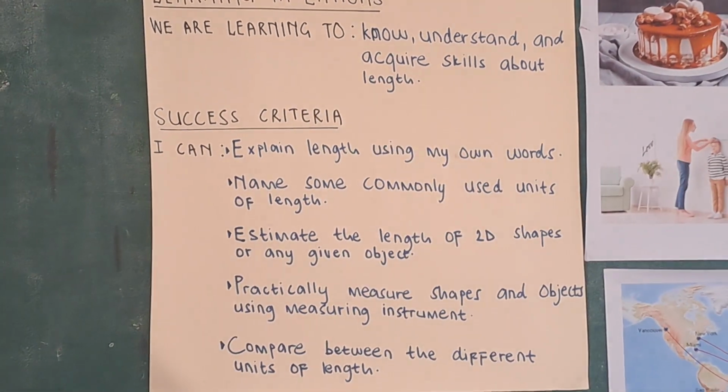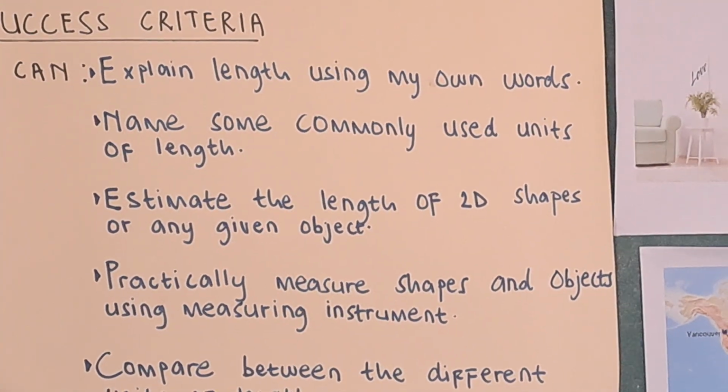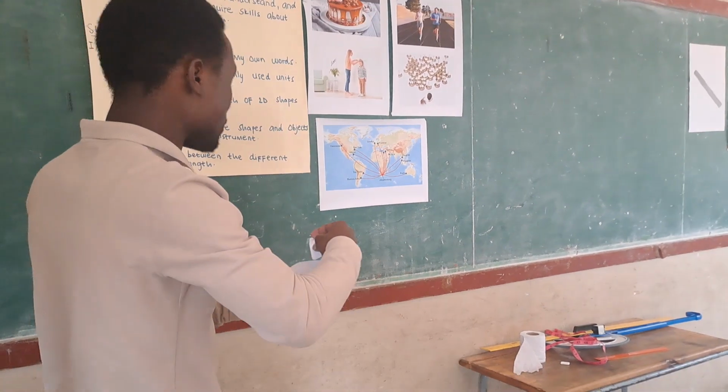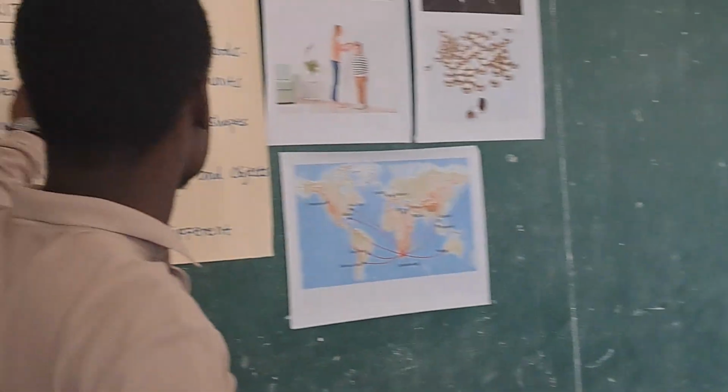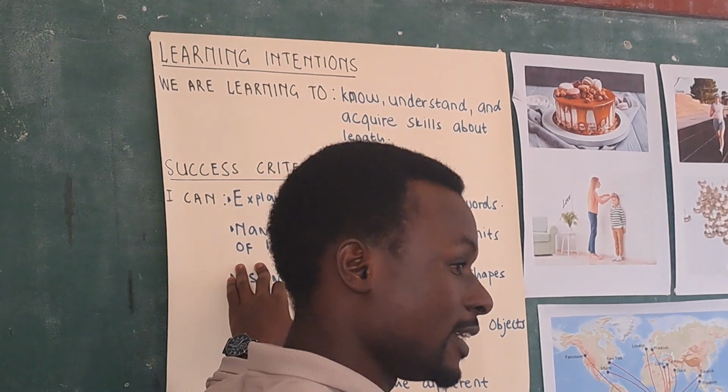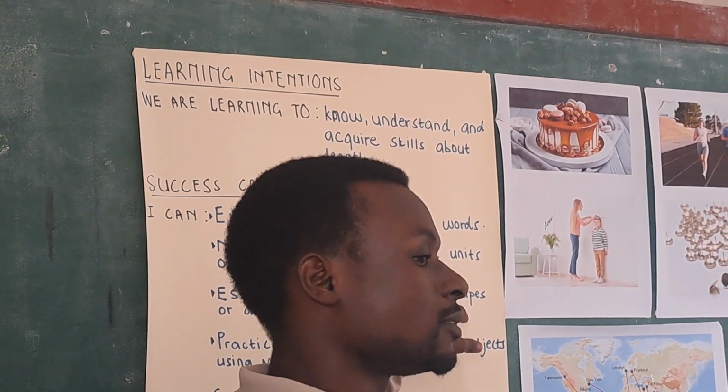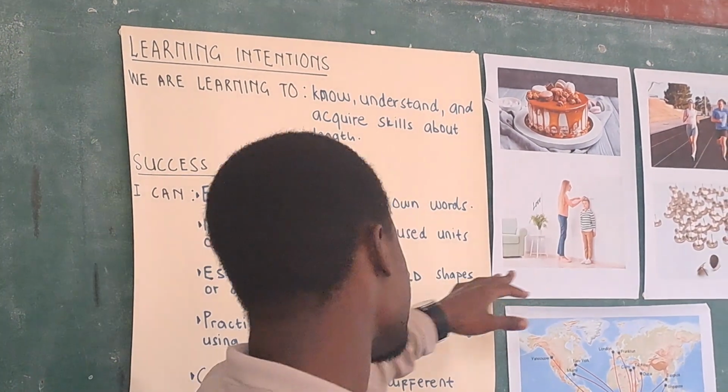Next, success criteria number 2. Let me use my name stick. I can name some commonly used units of length. Exactly. I can name some commonly used units of length. Next, we do have units of length. We are going to discover that at a later stage.